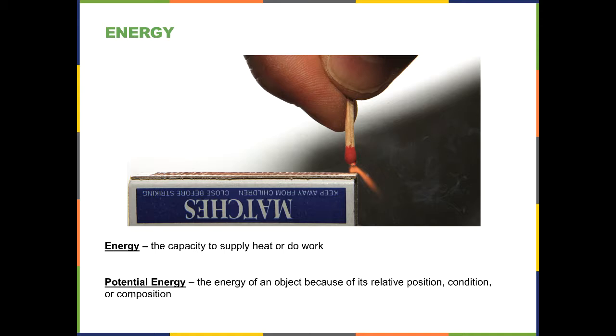Potential energy, and there's actually 8 different forms of energy that are frequently discussed. We'll not talk about all 8, but potential energy is part of what's known as mechanical energy, and it's the energy that an object has based on its relative position in space, condition, or composition. For example, this match here has a potential energy because it's made up of a combustible material that once lit will release heat energy.